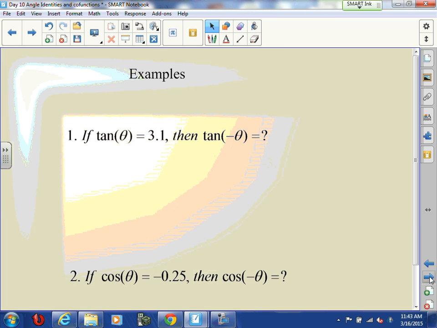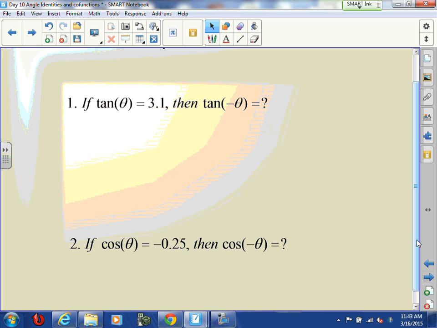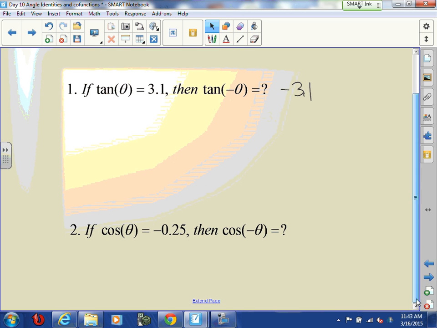So then, what are some examples? These are some questions that came from Regents exams. Tan theta is 3.1. Well, what would tan of negative theta be? Negative 3.1. That's it. It seems pretty easy. It is. These are the only two questions that have been on the Regents exams before, because they're a little too easy.